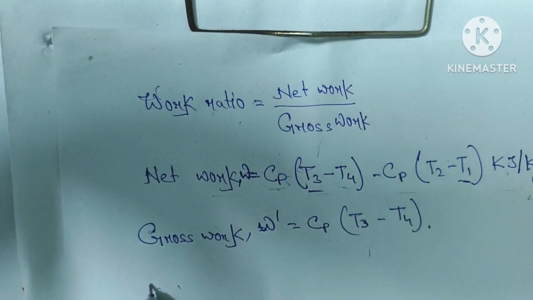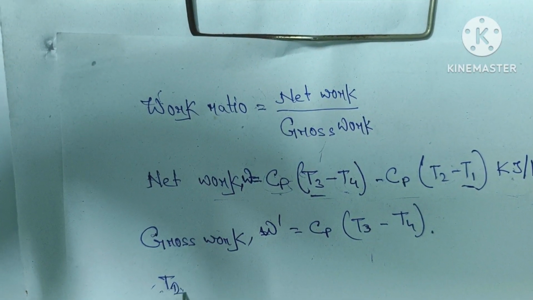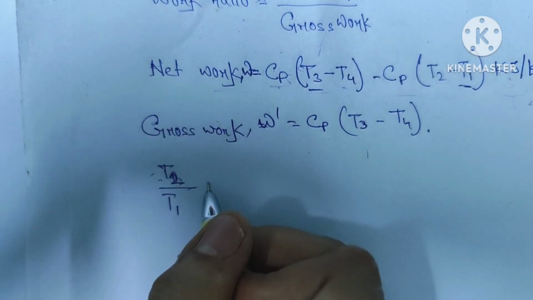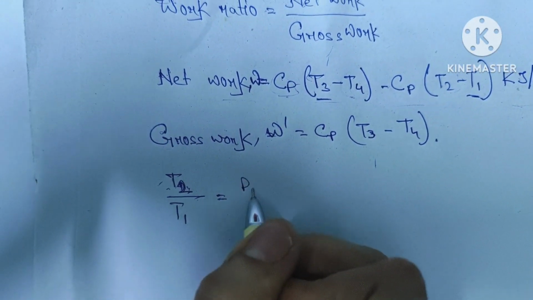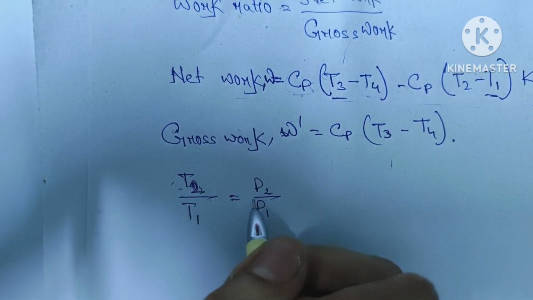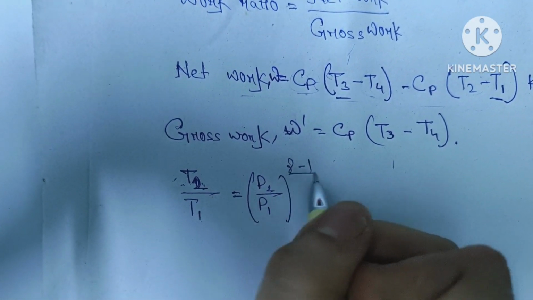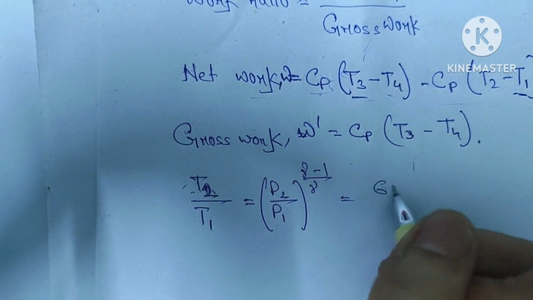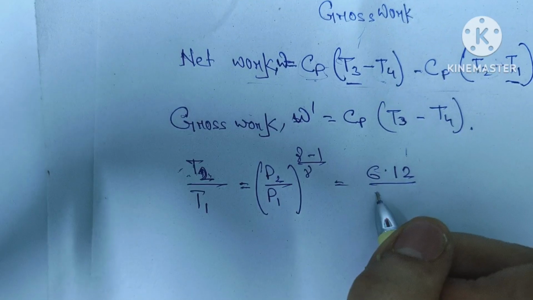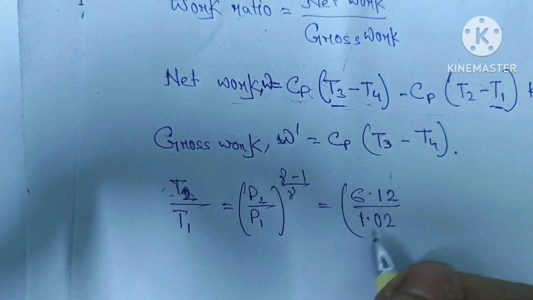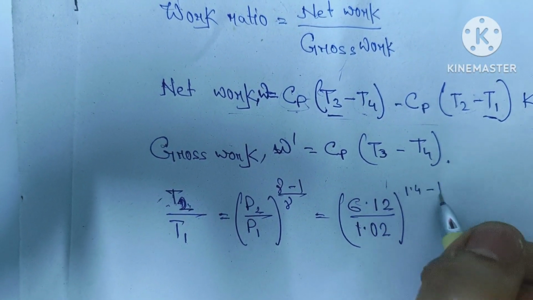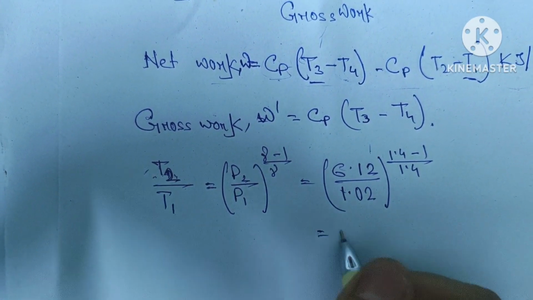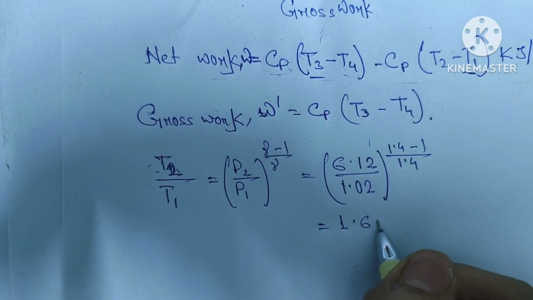So for this case we know T2 by T1 equal to P2 by P1 whole to the power gamma minus 1 by gamma. So we know that P2 equals to 6.12 and P1 equals to 1.02, and the value of gamma is 1.4, so the power is 1.4 minus 1 by 1.4, and by calculating this you will get a value of 1.67.